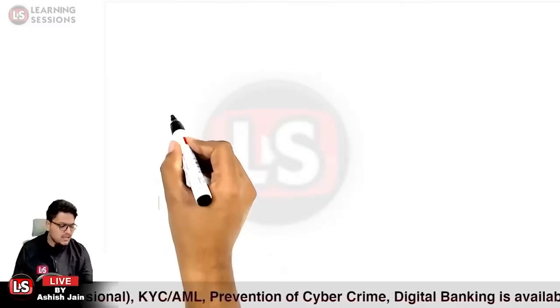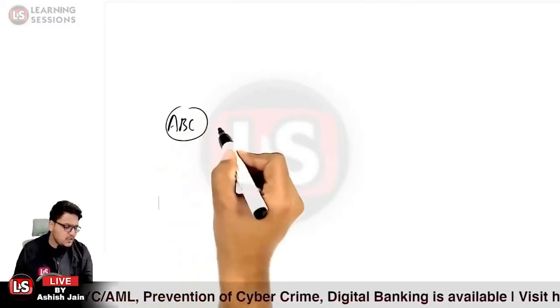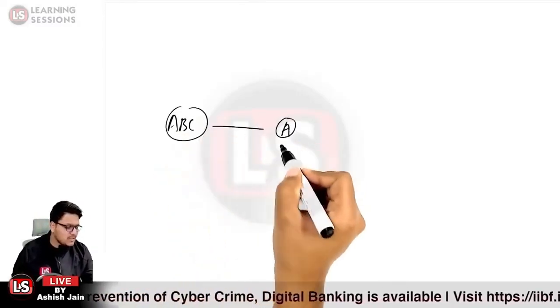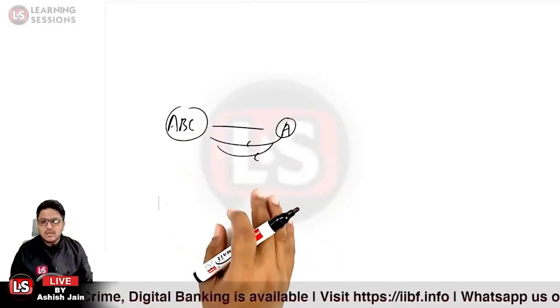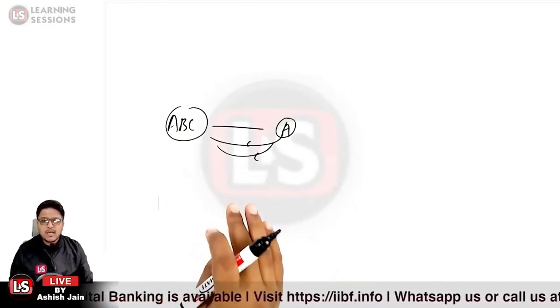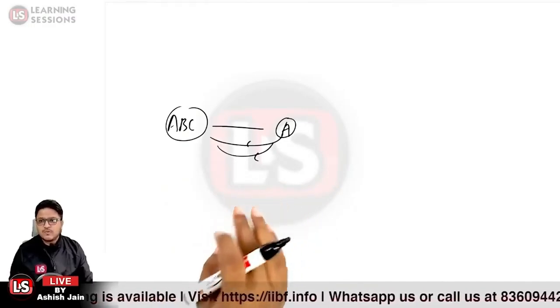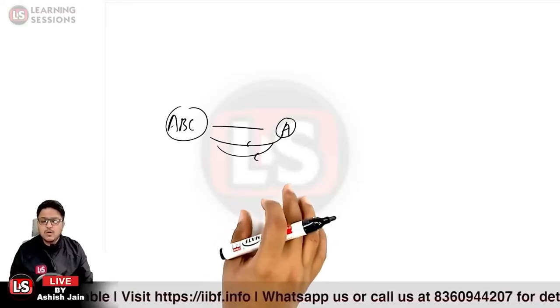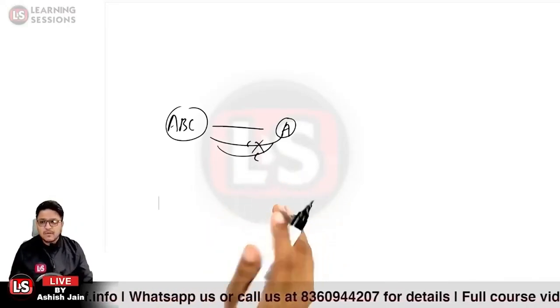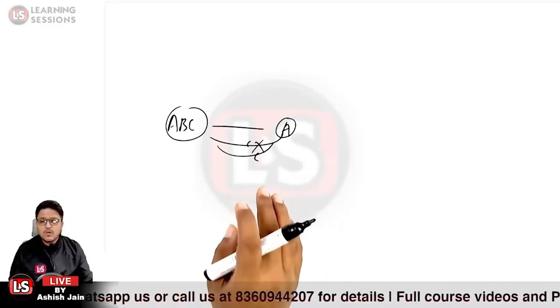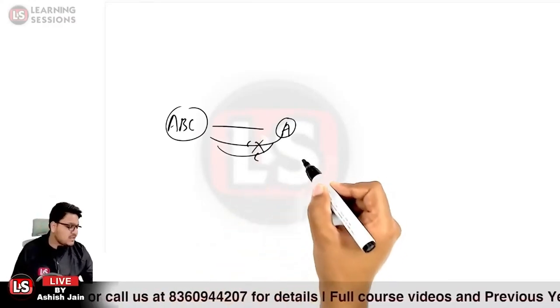Let us take the case that bank ABC has lent money to person A, and person A is repaying the installments in time. In that particular case, we will say it is a standard loan. Okay. But what if he defaults in the account? In that case, after some time, the account will slip to the non-performing asset category.